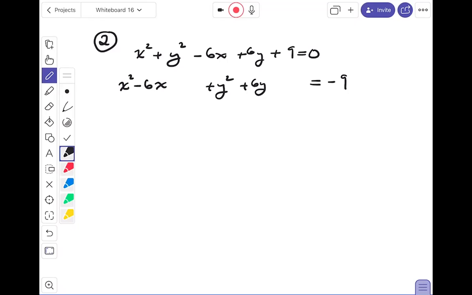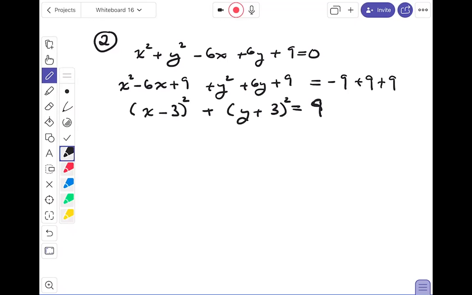Complete the square. What do I mean by that? Half of minus 6 is minus 3. When you square it, you get plus 9. I'm going to add 9 to both sides. What am I going to do over here? Complete the square. Half of 6 is 3. When you square it, you get 9. So I'm going to add 9 to both sides. And what do you get here? It's a perfect square: (x minus 3) squared plus (y plus 3) squared equals 9.